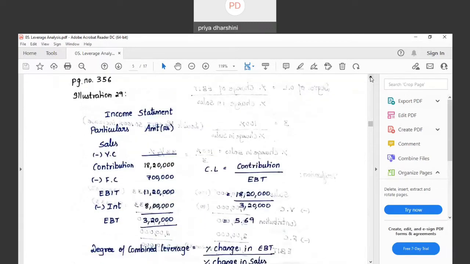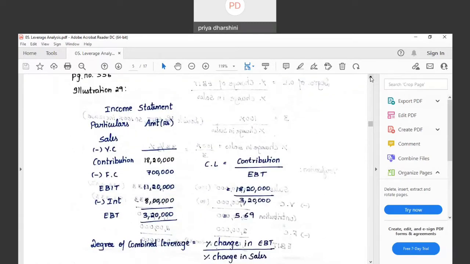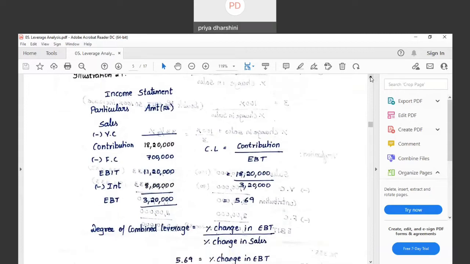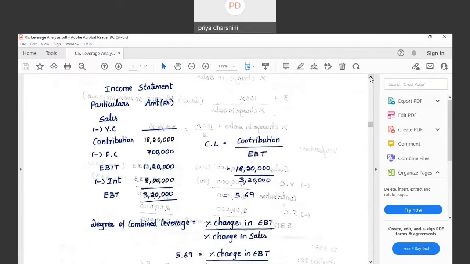Please take the next sum. Illustration 46. Please take illustration 46.